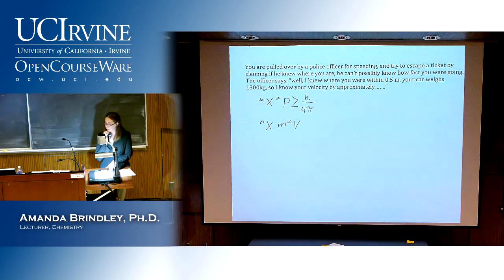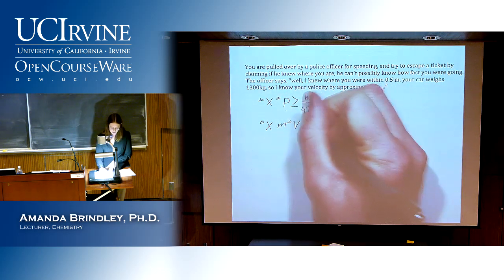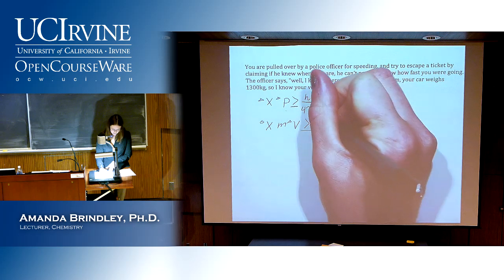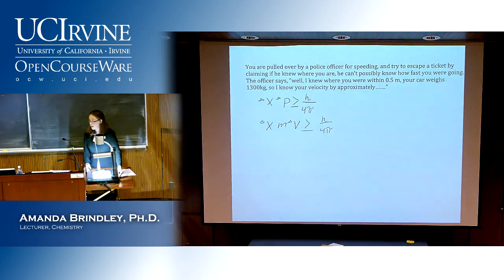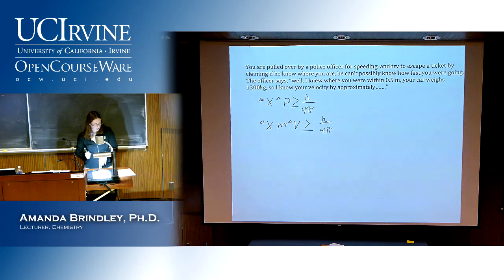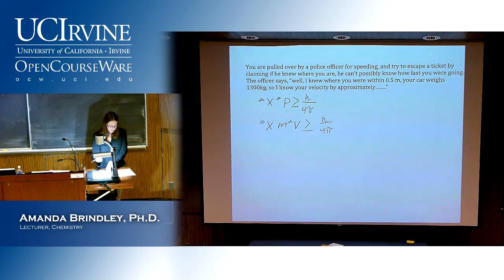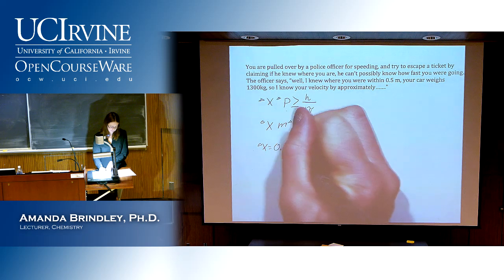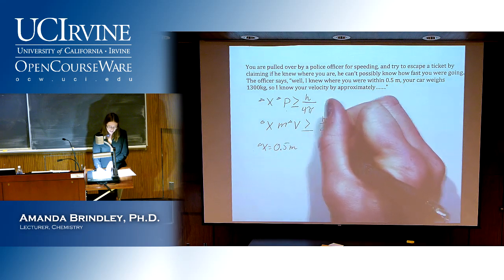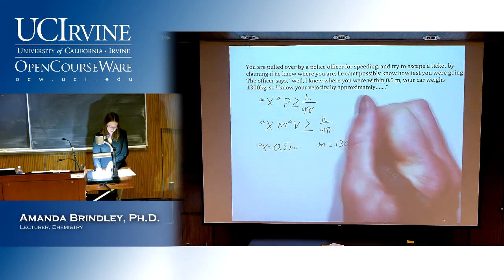We're going to assume I weighed my car and I know exactly how much it weighs, since this is a little bit of a back of an envelope calculation. Okay, so I tell you that I think the officer should be able to measure where my car is by about half a meter. And I know the mass of my car to be 1,300 kilograms.